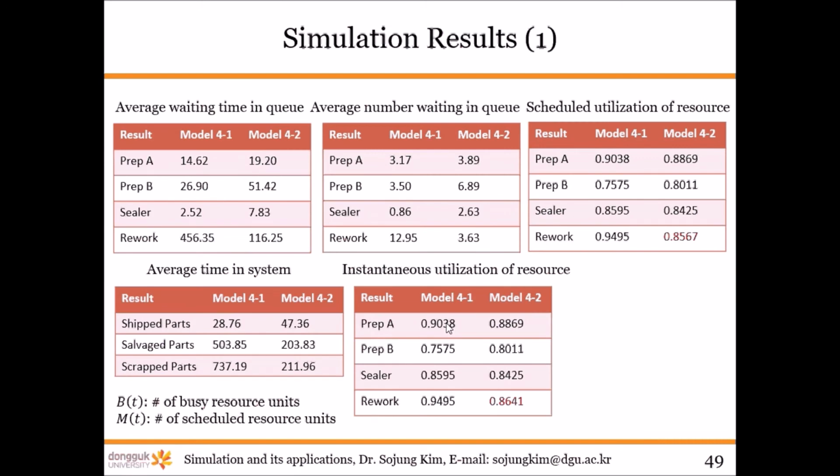All right. So once you have the model, you can run the model and then compare the performance of model 4-1 and model 4-2. So this model is the model 4-2 updated version. Okay. So if you look at it, prep A, prep B, and similar, and rework. So waiting time is getting longer, because in model 4-2 we consider the what? We consider the machine failure, right? Right, cellular failure, right? So that's why.